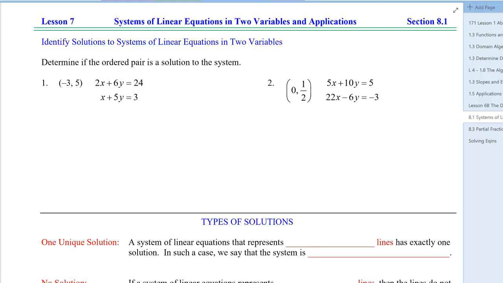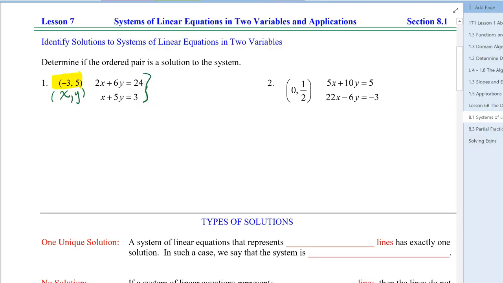Welcome to Lesson 7, Systems of Linear Equations in Two Variables. First of all, let's talk about what a solution looks like and what it means to be a solution. A solution to a system of linear equations in two variables is going to be in the form of an ordered pair. For instance, it's possible that this ordered pair, where -3 is our x value and 5 is our y value, could be a solution to this system.